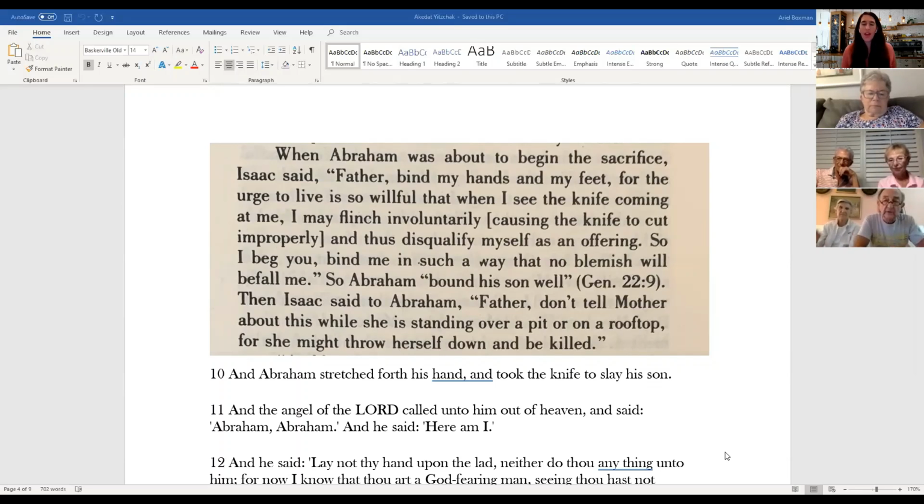Again, though, keep in mind that this is the rabbis talking, right? They're putting words in Isaac's mouth. The author always has that privilege. Right.